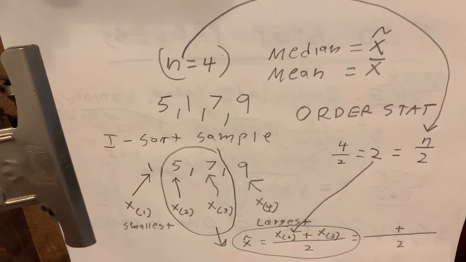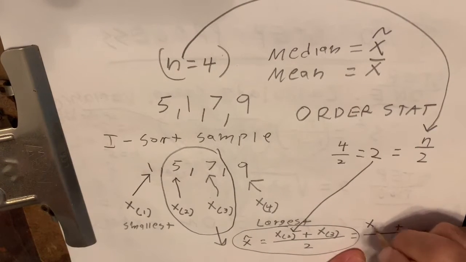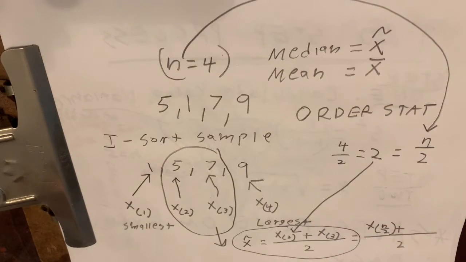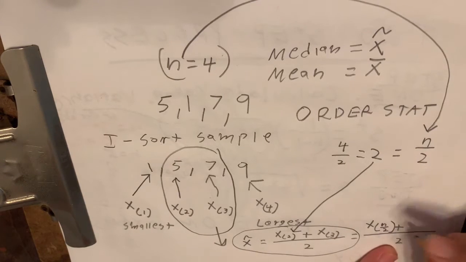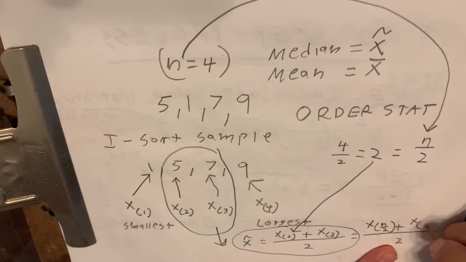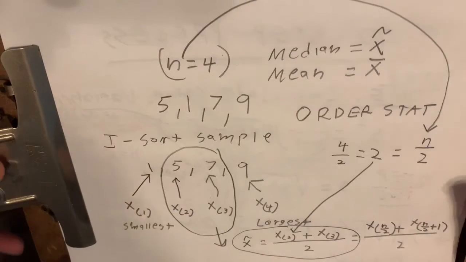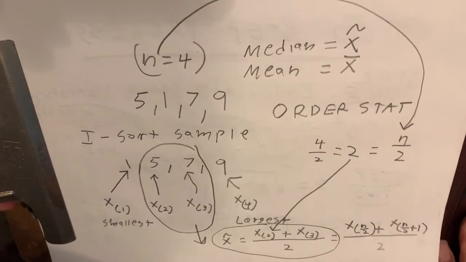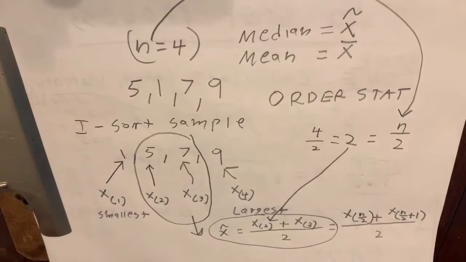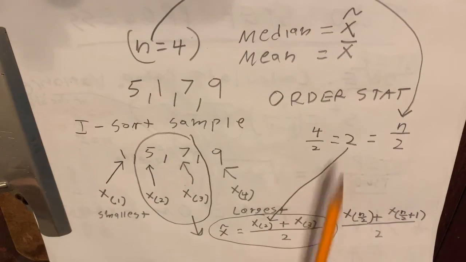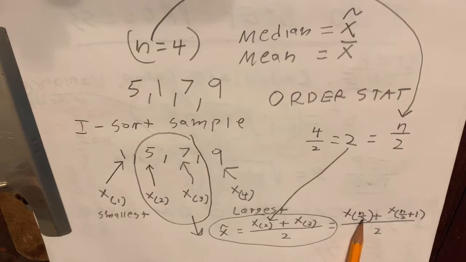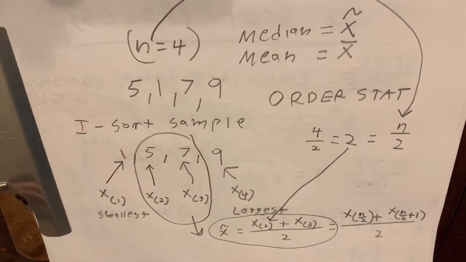So I want to write this. So this is equal to the average. Now you might need to pause the video a little bit to think about this, but this is x sub n over 2 in parentheses, right? And this would be x sub n over 2 plus 1. Let me make sure that's in the frame. Yes, it is. So take a look at this, right? We have 4 divided by 2 is 2. That gives you the index of this order statistic. Then we simply add 1 to this. 2 plus 1 is 3, the third order statistic. So this is the formula.